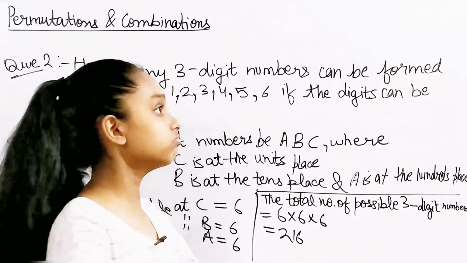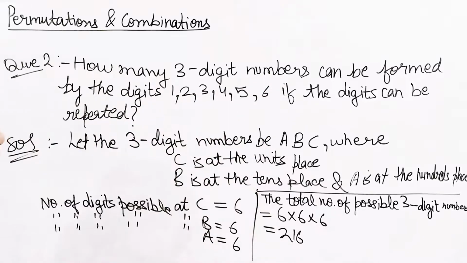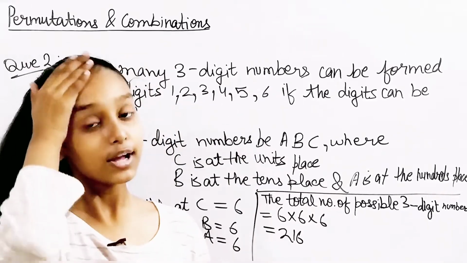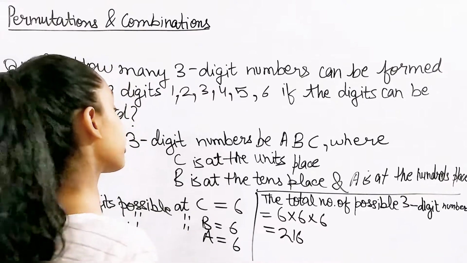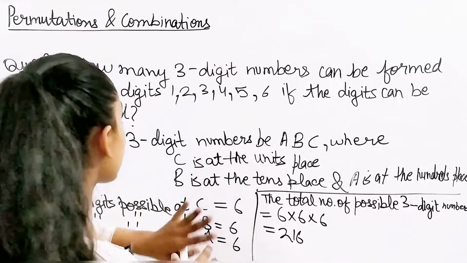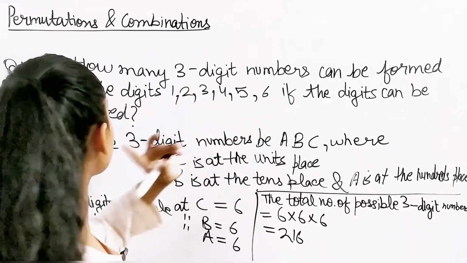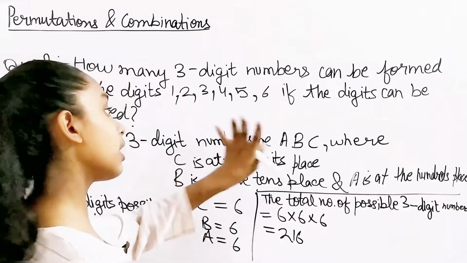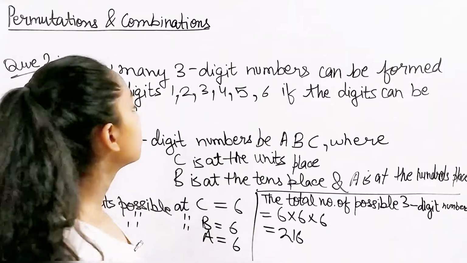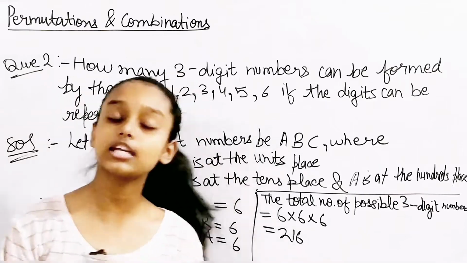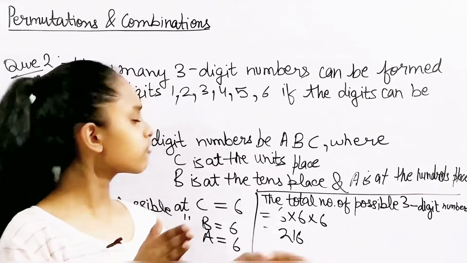I mean, really? Yes, really. So this is actually a true 216. How many three-digit numbers can be formed? 216 three-digit numbers can be formed by the digits 1, 2, 3, 4, 5, and 6. That's it. We're over with this question.